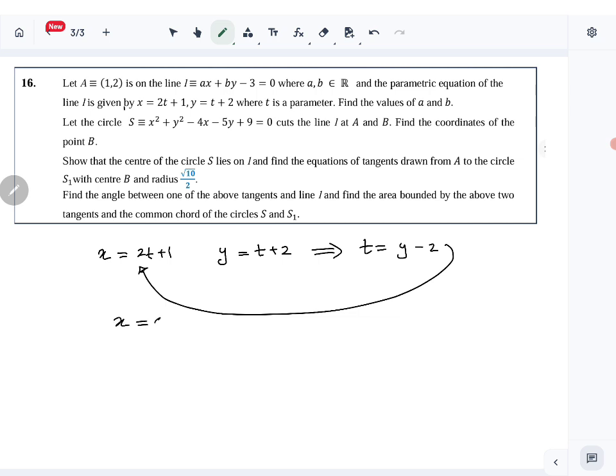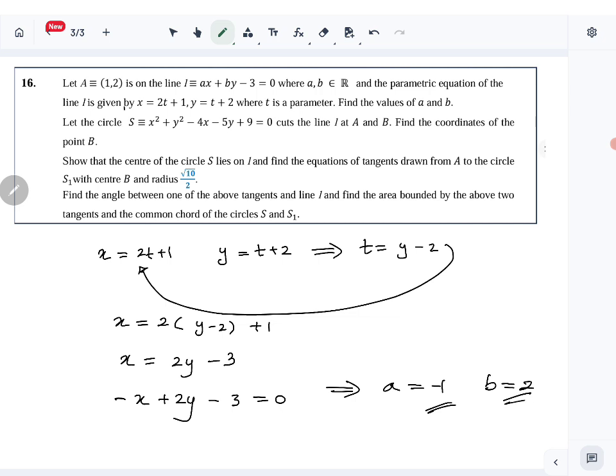So x equals 2 into y minus 2, plus 1, which is 2y minus 4 plus 3 minus 3. So we want ax plus by minus 3. So move x to this side. We want minus 3. So then minus x plus 2y minus 3 equals 0. That means a has to be minus 1 and b has to be 2. Right, so those are the a and b values. So that part is done.